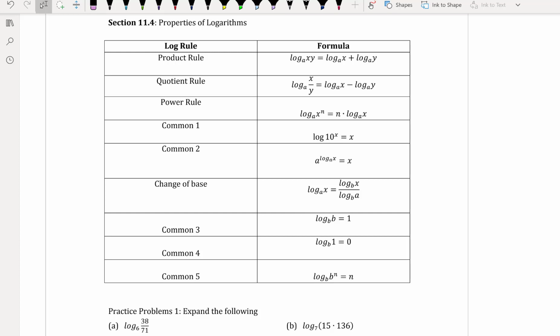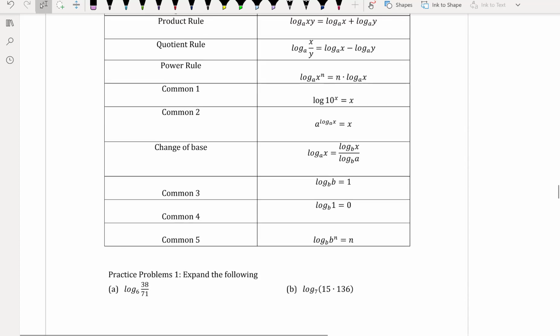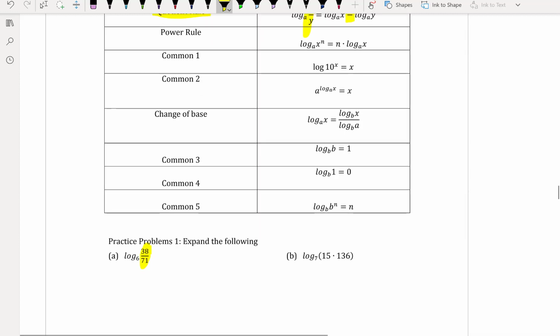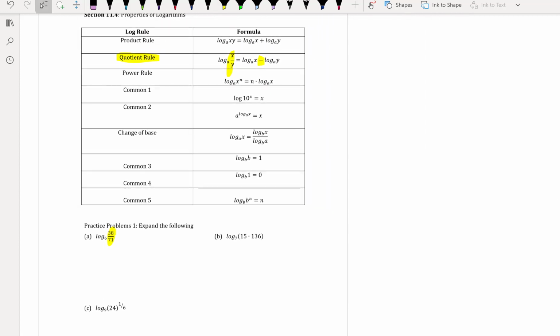So for practice problem 1 down below, it says to expand the following. For part A, you can see that we have division. Because this is a division, we are going to go with the quotient rule. So what we do is we change the single division into two logs that are being subtracted. It still has the same base. So log base 6 of something minus log base 6 of something else.